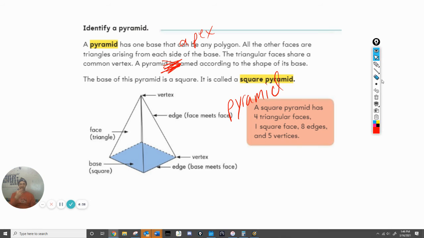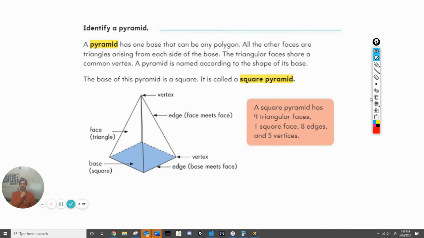Okay. And we just kind of actually did this part where it asks us to identify a pyramid. A pyramid has one base that can be any polygon. A polygon is a shape that has line segments for its sides. If it's a circle or an oval, then it's a cone. All the other faces are triangles that rise from the side of the base, and the triangular faces share a common vertex. A pyramid's named according to the shape of its base. So in this case, we have a square pyramid, and here's a rundown of its number of faces, edges, and vertices. Got it? Great.